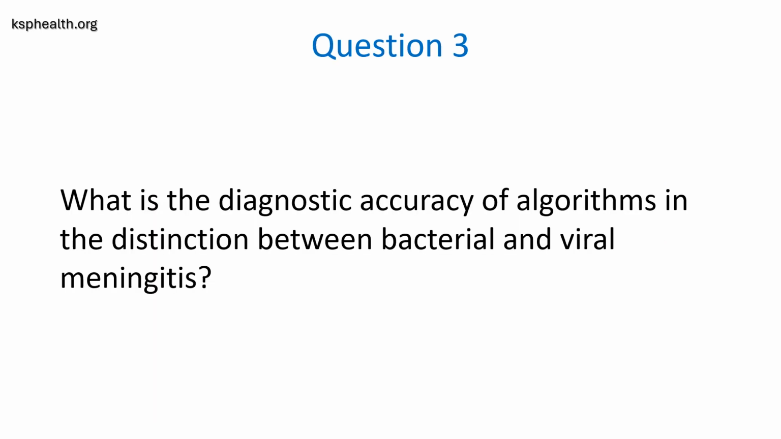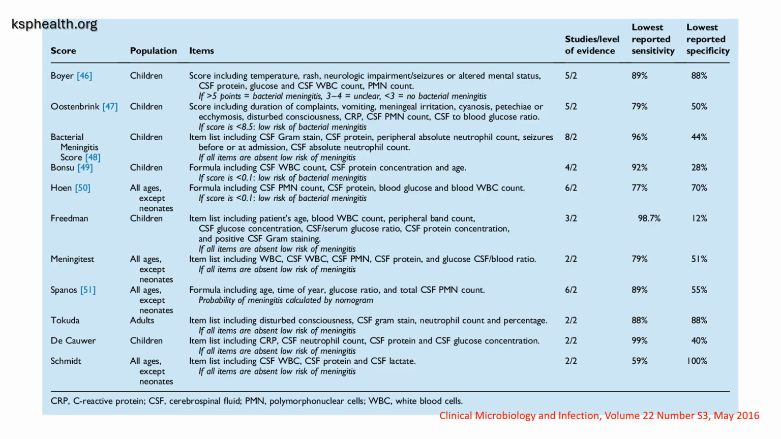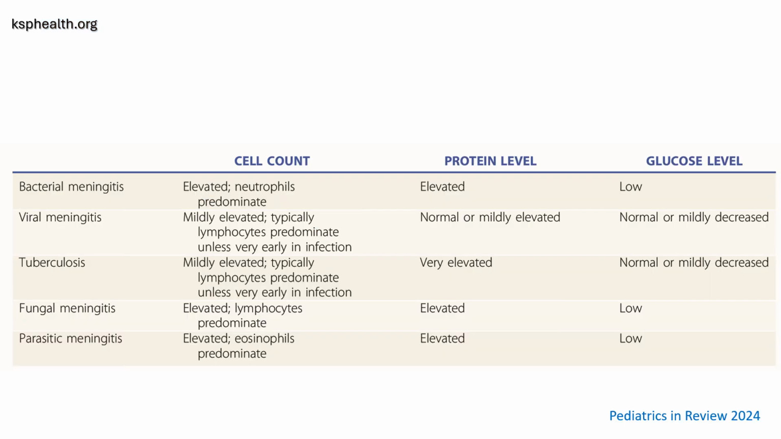What's the diagnostic accuracy of algorithms in the distinction between bacterial and viral meningitis? There were lots of studies done to find out which test or tests can identify bacterial meningitis. As you can see, 100% only with the CSF, a diagnostic tap. Presence of white blood cells, high protein, CSF lactate. Most of the time, if it is present, it confirms the diagnosis of meningitis.